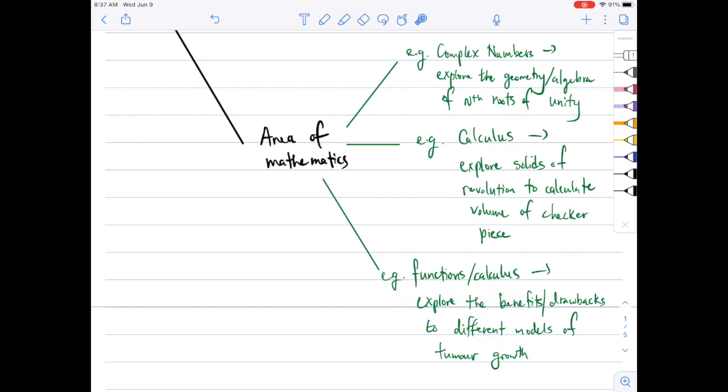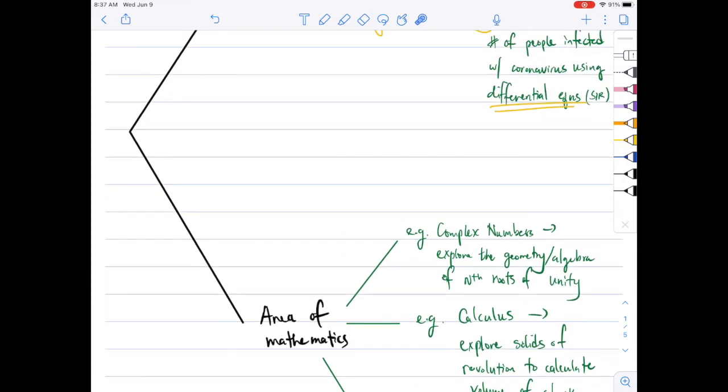Another one was on functions in calculus. This student just enjoyed functions and modeling using functions, modeling real life problems with functions. And so they looked at the benefits and drawbacks of different models of tumor growth. I'll give you this example later on, and I'll actually give you the IA for this topic.